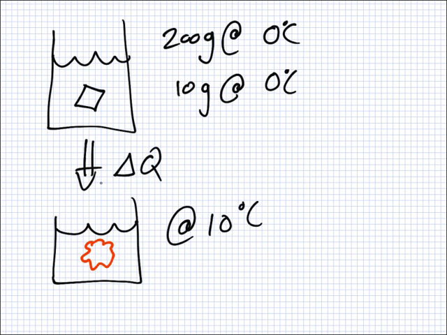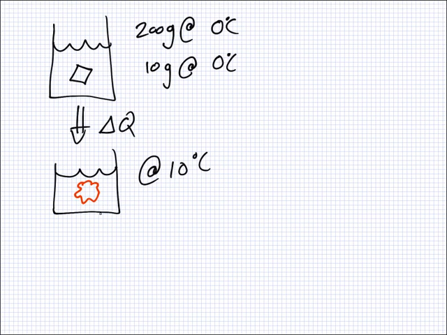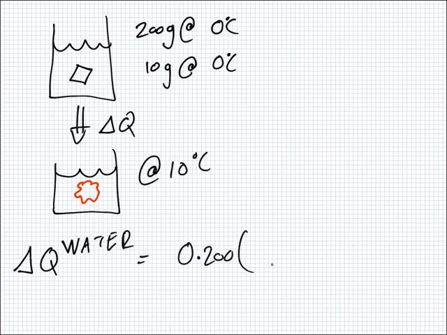Okay. Well, let's do it in two parts. Let's look at first how much heat energy is required for the water. So the water, we have 200 grams. And what is the change in the temperature of the water? 10. So that's fine. Now, let's look at what's happening to the ice.